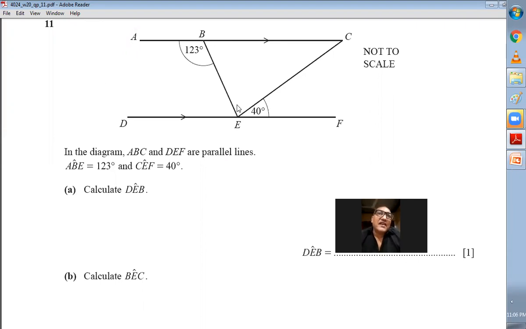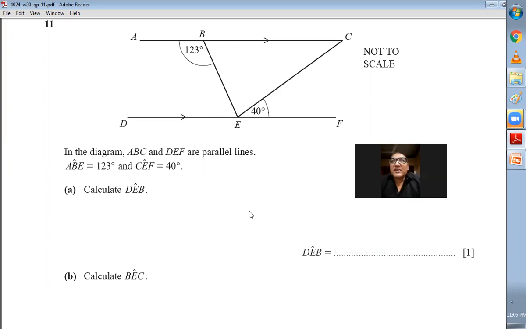So basically, he wants you to find this angle, which is DEB. This angle is 123, and we want to find these two angles. They are called allied angles because these are two parallel lines and this is the transversal line, and they are inside the parallel lines and on the same side of the transversal. So we call them allied angles, and their sum is 180. So the angle DEB plus 123 equals 180. Very easily I can find this.